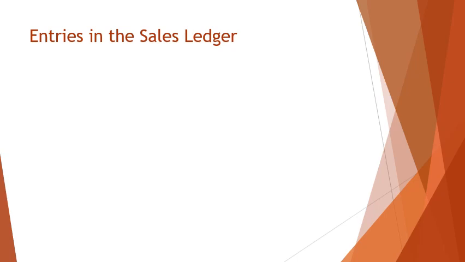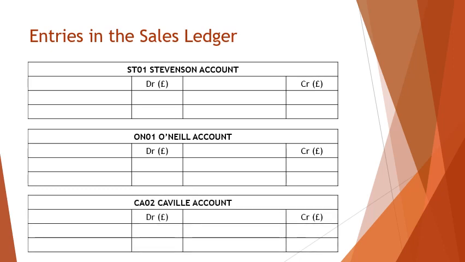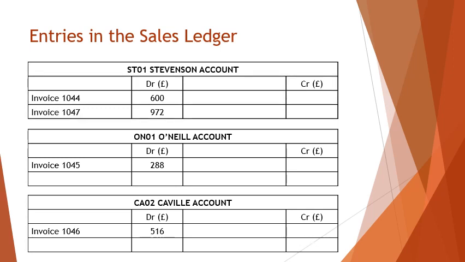So when we look at the sales ledger accounts, we will have accounts for each of our credit customers, and the gross amounts from each invoice will be recorded separately on the debit side of each customer account. In terms of the description, we can record the actual invoice number. So we'll record the gross amount from invoices 1044, 1045, 1046 and 1047, which was a further invoice issued to Stevenson.